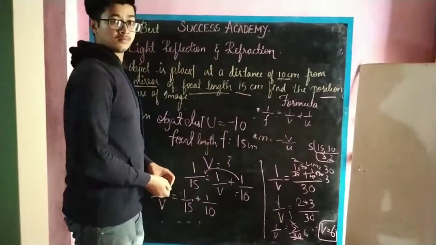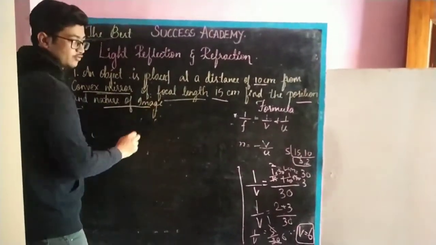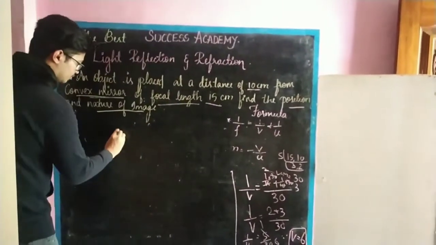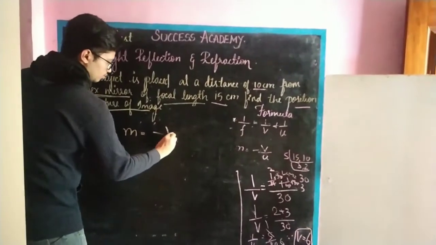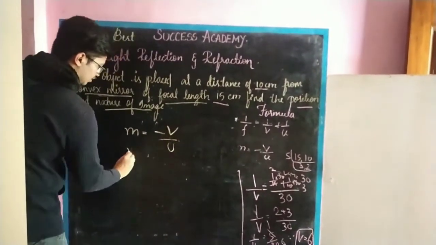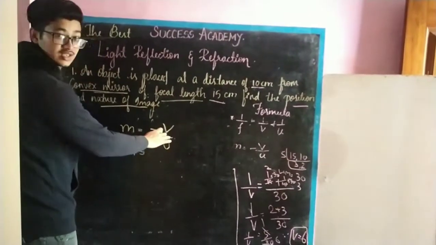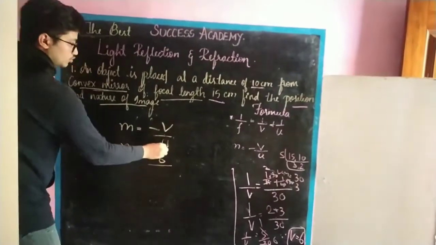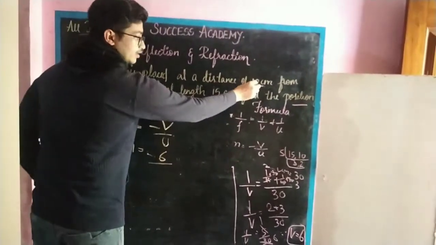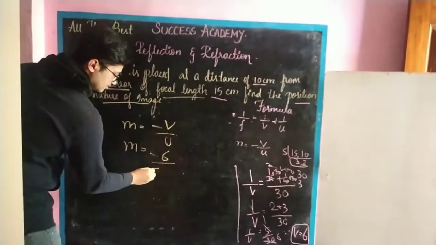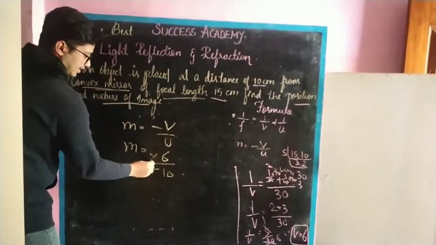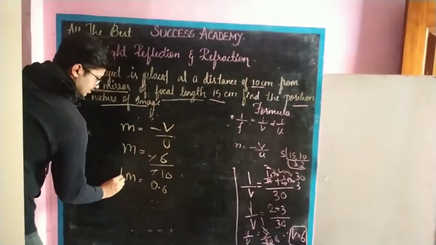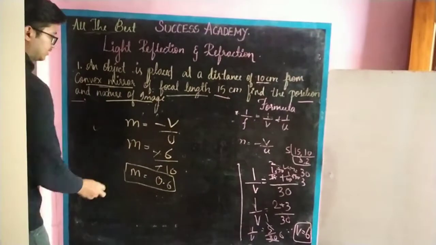And now to get the nature of the image, we have to substitute in the magnification formula. M is equal to minus v by u. Magnification m is equal to minus v by u. v is the image distance which we got here, it is 6, minus 6. u is given in the question. It is 10, but since it is a convex mirror we have to take negative. It is minus 10. Minus minus cancel. m is equal to 0.6. m is equal to 0.6.